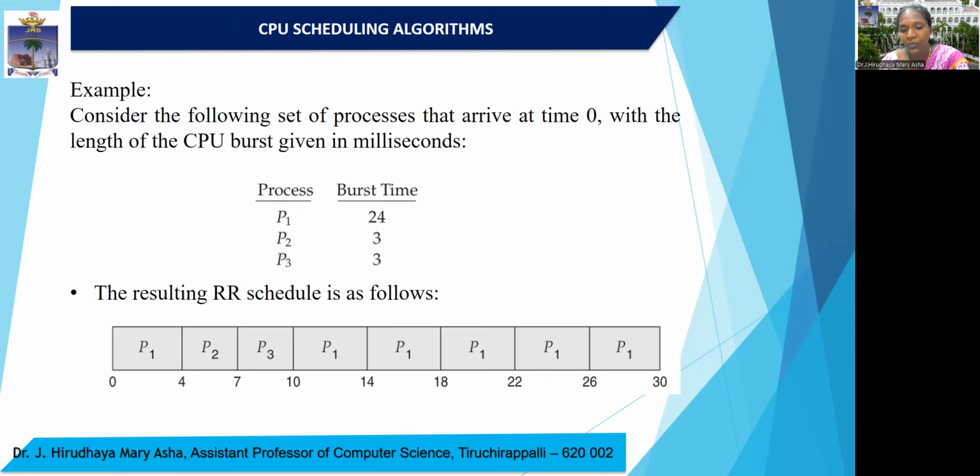And again, 18 plus 4 is 22. Now P1 has the CPU for its execution, and 22 plus 4 is 26. Now P1 again has the processor, and at the 26th millisecond it completes its slice and releases the CPU, and it uses the CPU again, and the timer shows that at the end of the 30th millisecond, it completes its process.